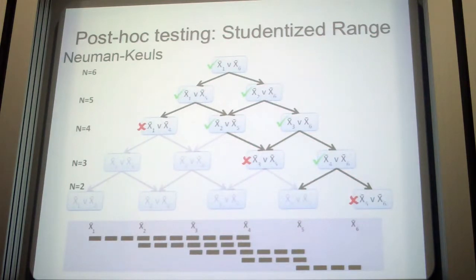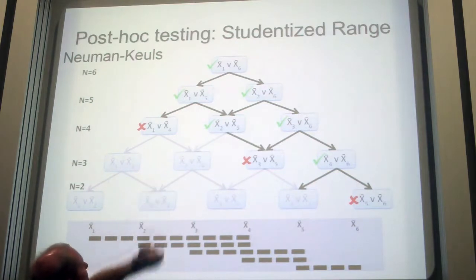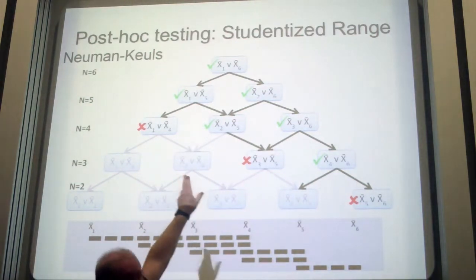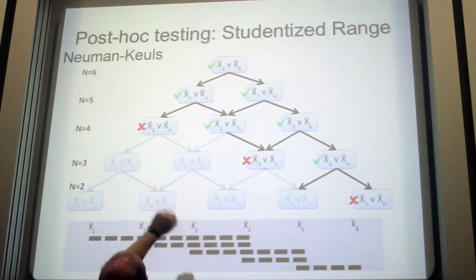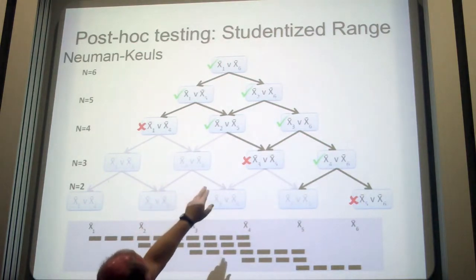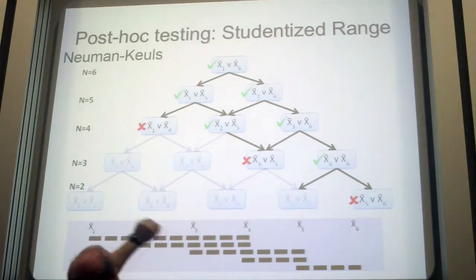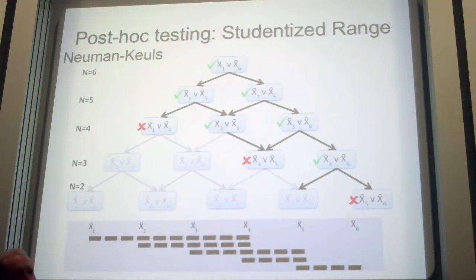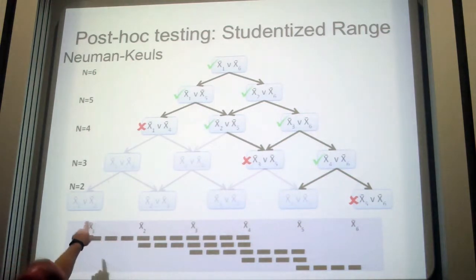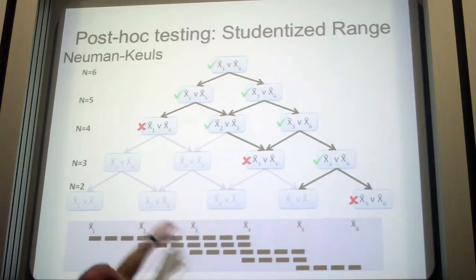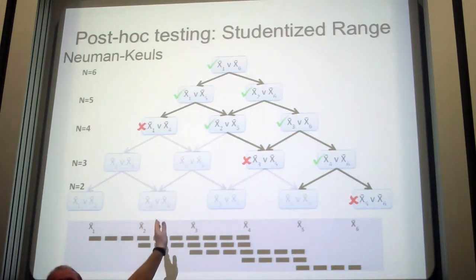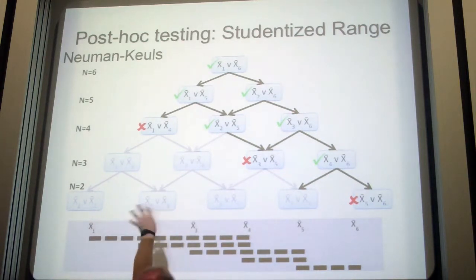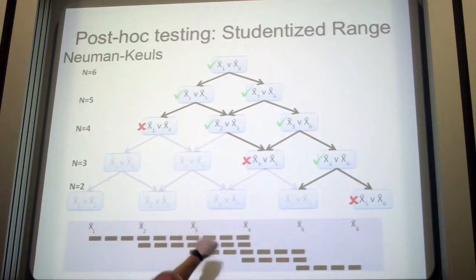So we can start off with 6 values. We can compare x1 with x6 and go, oh, that's a significant difference. And then we can compare x1 with x5 and x2 with x6. x1 versus x5 is significant, so we compare x1 with x4. If that's non-significant, we know that anything involving x4 and the numbers less than it won't be significantly different. So we cut out that set of comparisons, and then we can do all of the comparisons along.